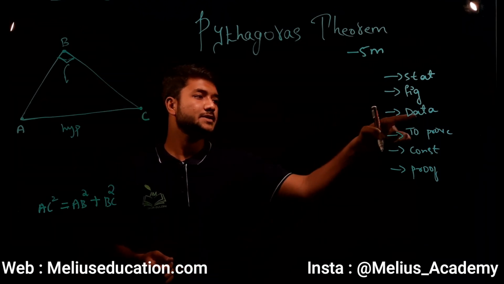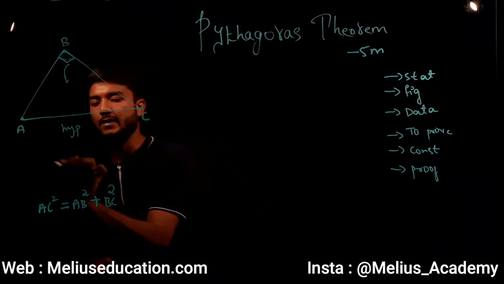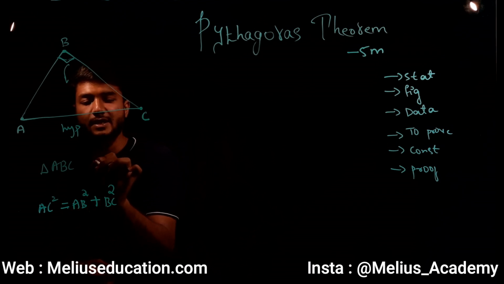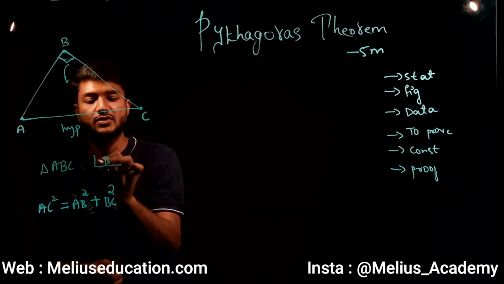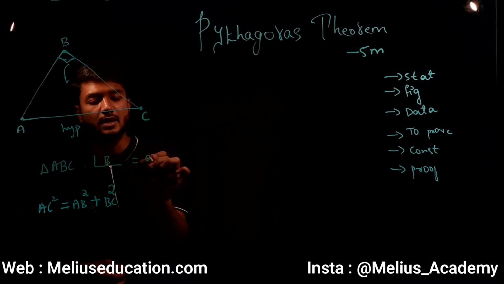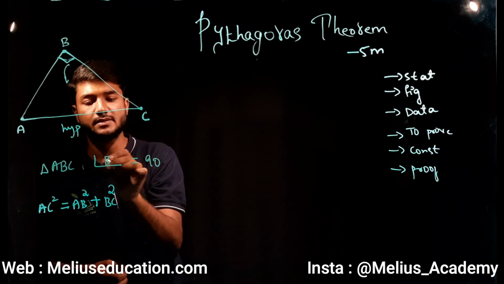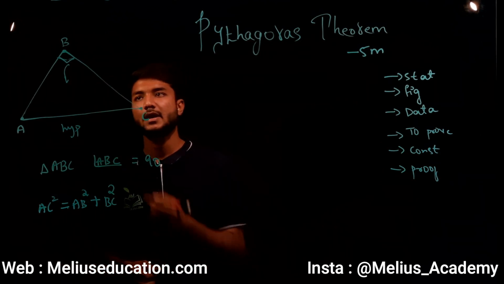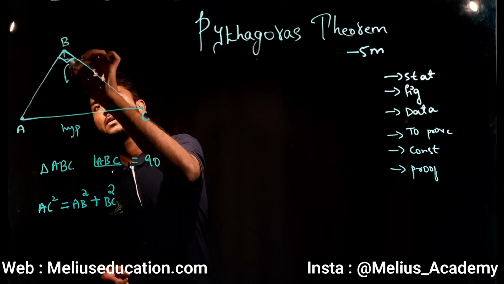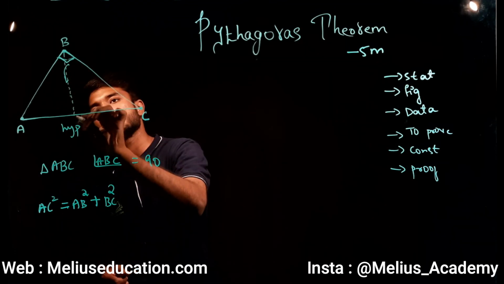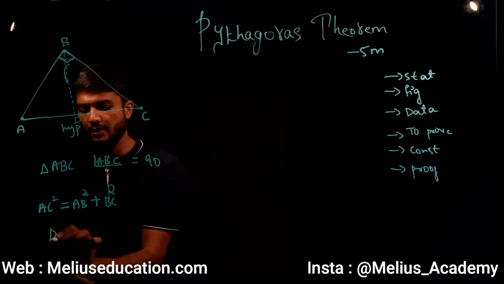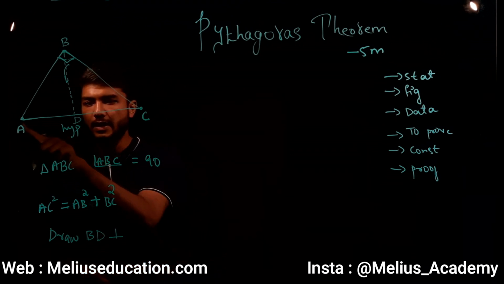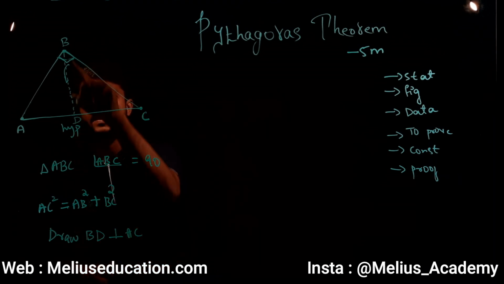Let us move on to our next part, that is data. So what is the name of the triangle? ABC. So name of the triangle is triangle ABC. So in that, angle B, which should be in between, is equal to 90 degree. So angle ABC is equal to 90 degree. We will move on to next part, that is construction. Draw BD perpendicular to AC.